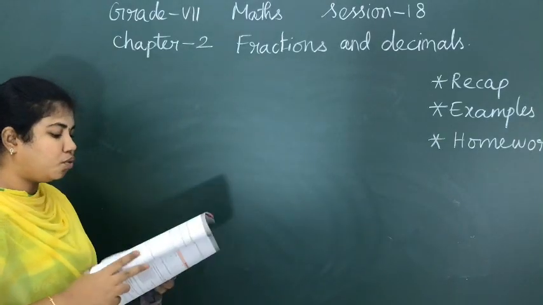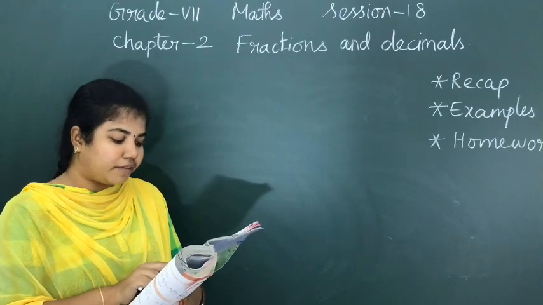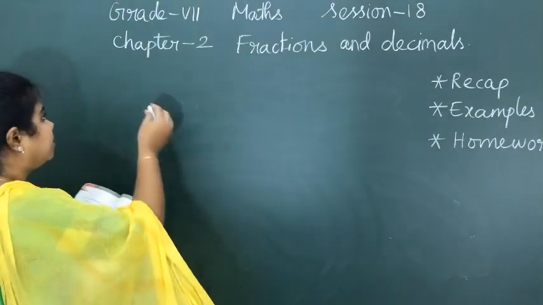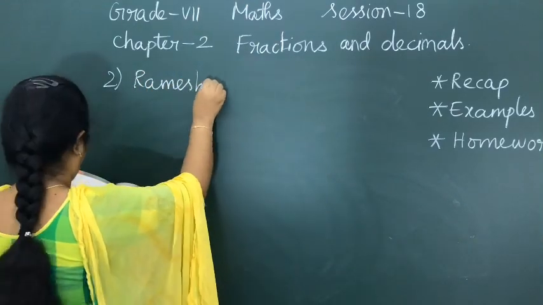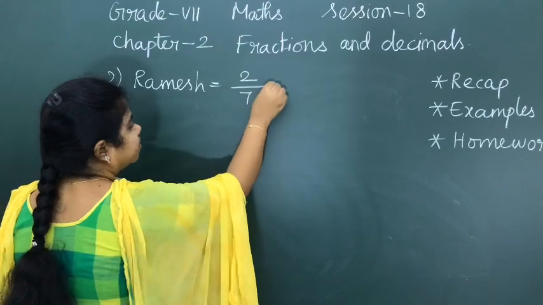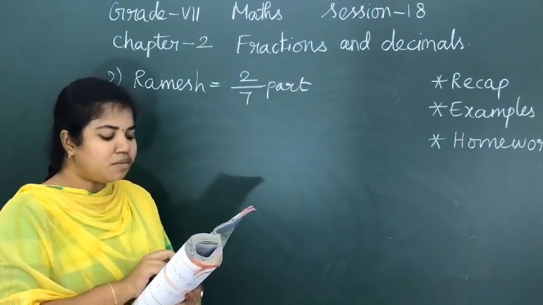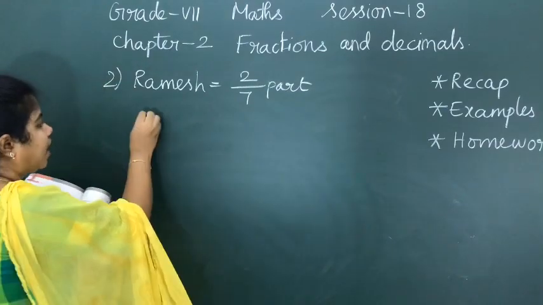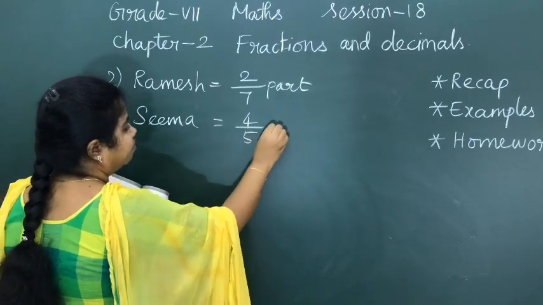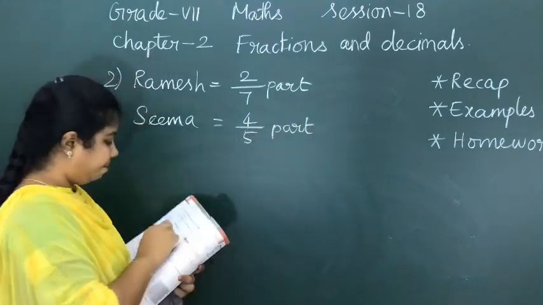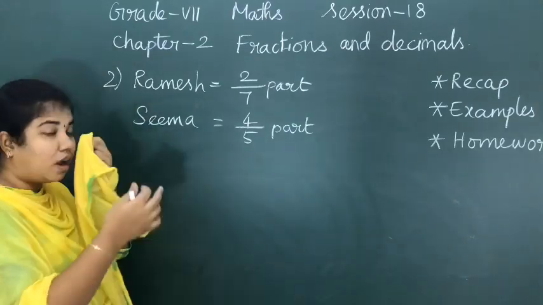See the example 2. I am going to read the question. Listen carefully. Ramesh solved 2 by 7 part of an exercise. There is a person, Ramesh. He is solving 2 by 7 part of an exercise. While Seema solved 4 by 5 of it, and Seema is solving 4 by 5 part. Who solved lesser part? Now you are going to find out who solved the lesser part.